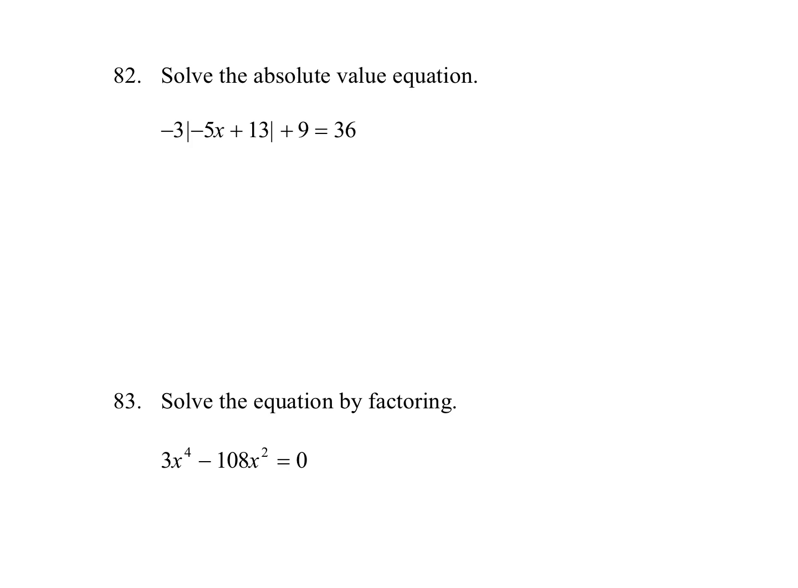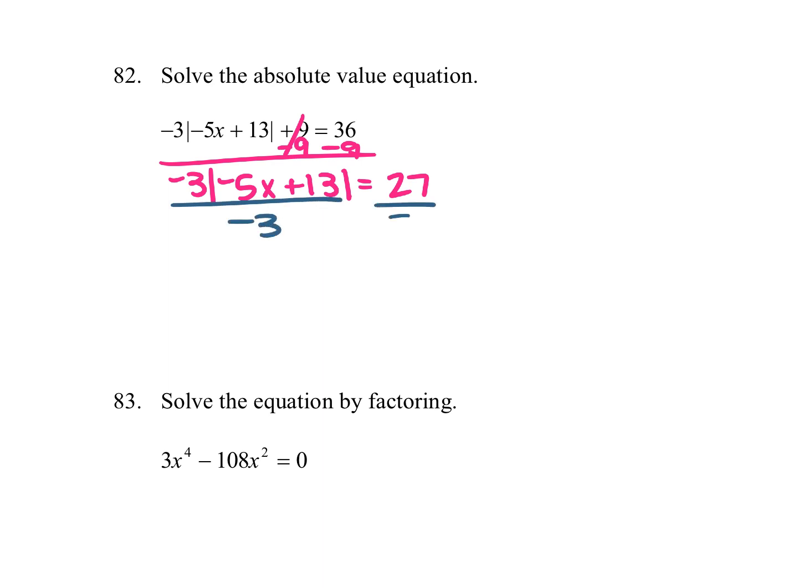For 82, you have negative 3 times the absolute value of negative 5x plus 13 plus 9 is equal to 36. We're going to move our 9 over first by subtracting it from both sides. We get negative 3 times the absolute value of negative 5x plus 13 is equal to 27. From here, we're going to divide each side by negative 3.